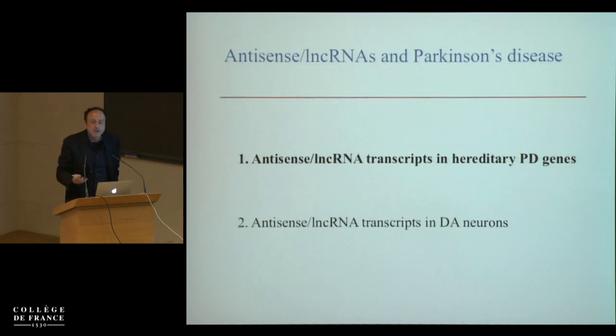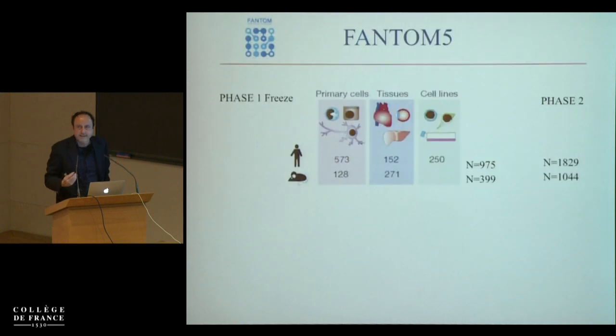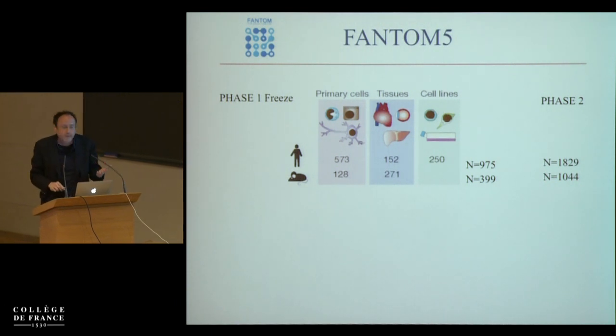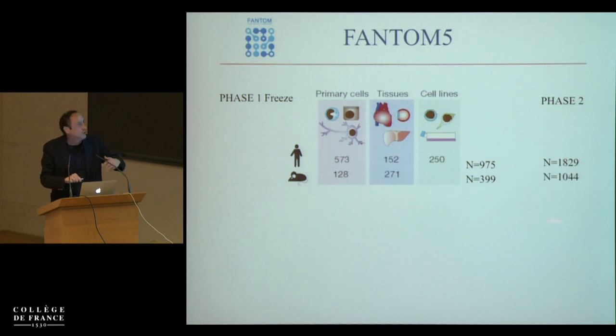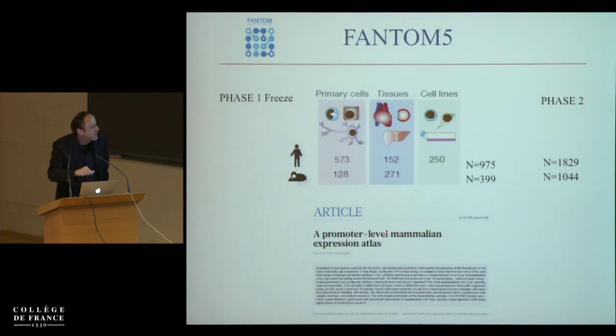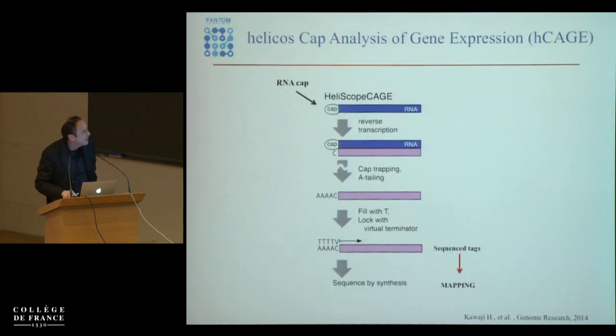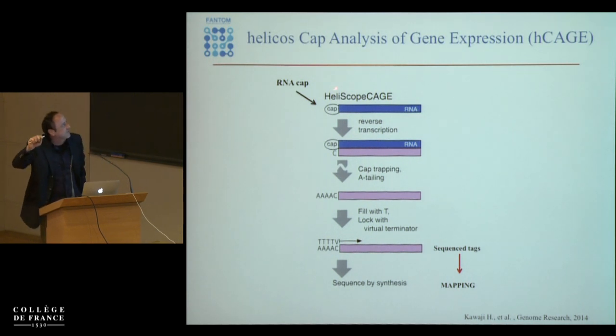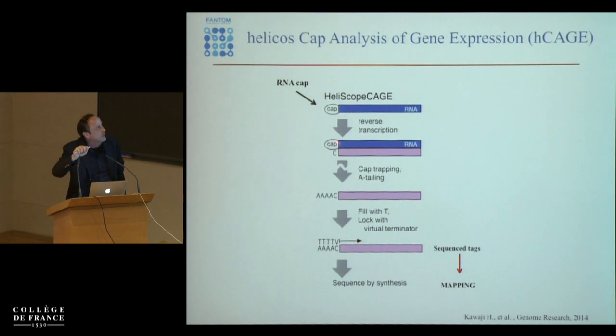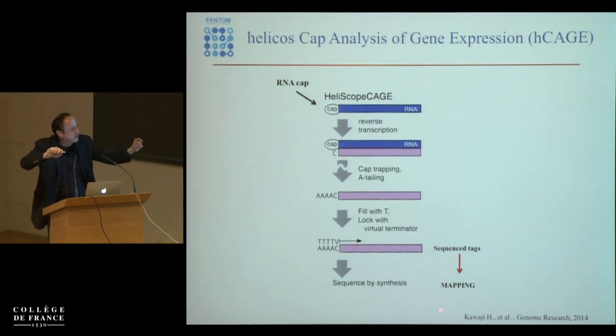So let's look at what we found using this technology regarding antisense transcripts in hereditary Parkinson's disease associated genes. First of all, the most recent version of the FANTOM project is FANTOM5, in which they used CAGE technology on a tremendous amount of tissues. In phase 1, we are talking about 975 samples in human and 399 different samples in mouse. This led to a publication in Nature last year, in which we were also co-authors. FANTOM5 takes advantage of a variant called HeliScopeCAGE, but again, you produce tags at the 5' cap, and then you sequence and you map.